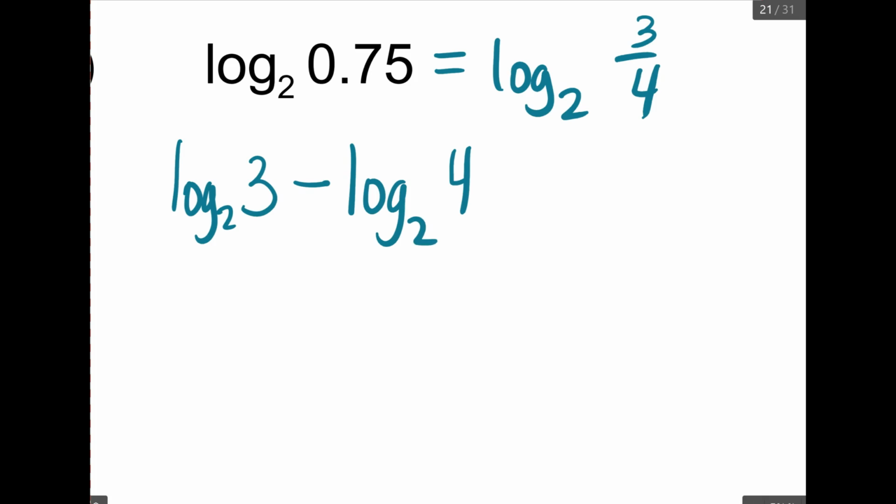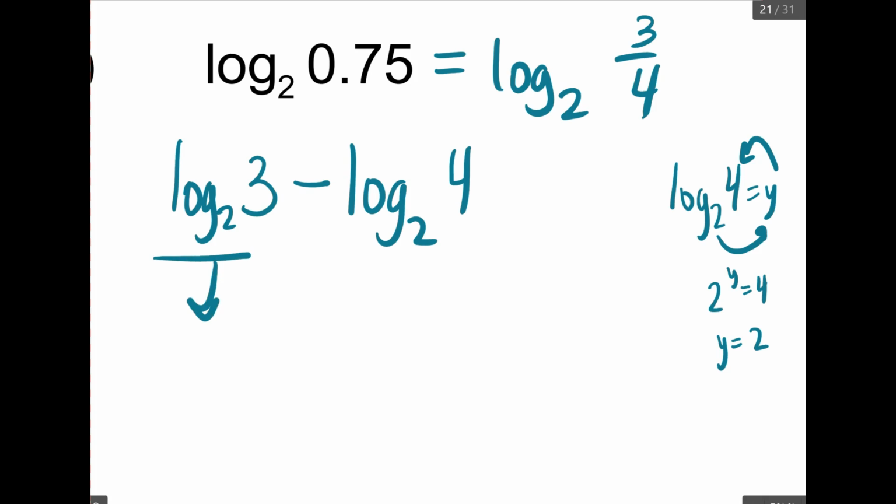Yes. So let's think what that means. Okay, so log base 2 of 4 equals y. So I can rewrite this: 2 to the y equals 4. So that way I know the exponent's 2. Okay, so we were given log base 2 of 3. That's 1.585. Minus 2 is negative 0.